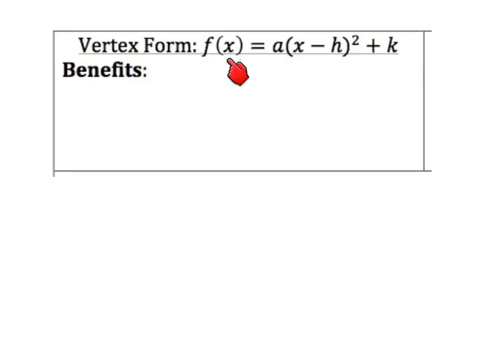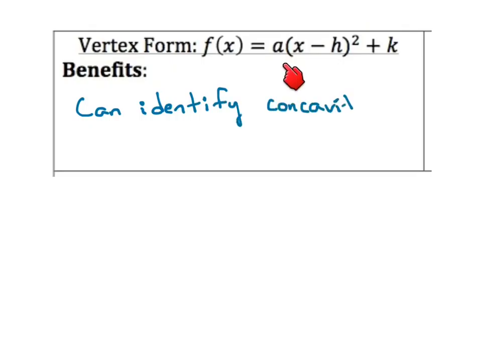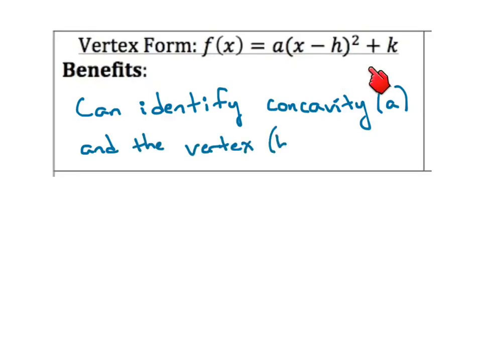All right, so the first one, this is in your trifold, vertex form. What are some of the benefits when you're looking at this form? Well, you can identify the concavity, which is that A, and you can also identify your vertex, which is H and K. So you can use that to graph.